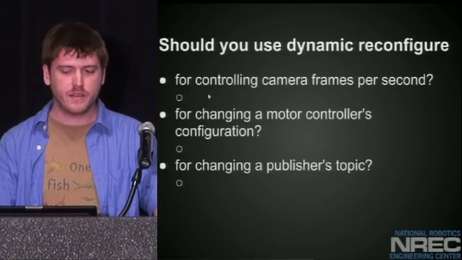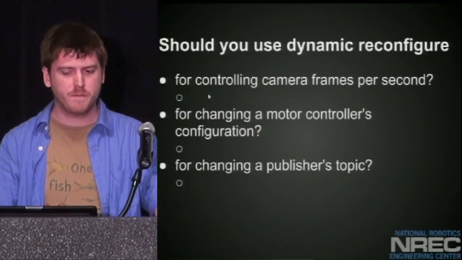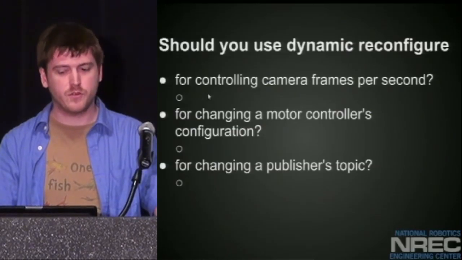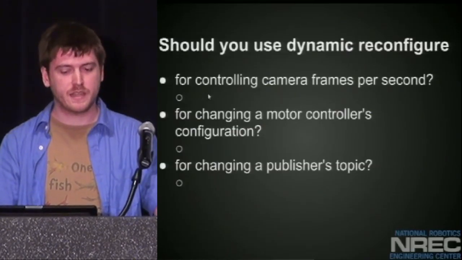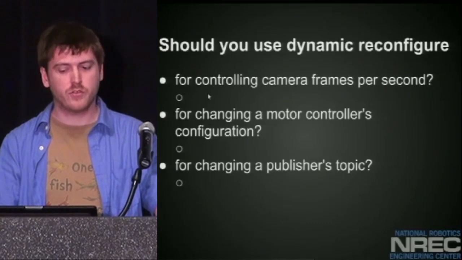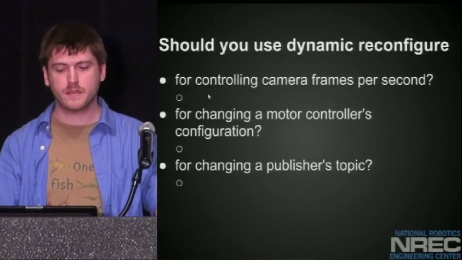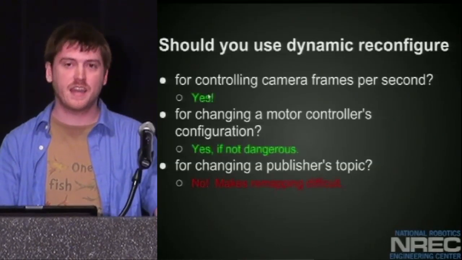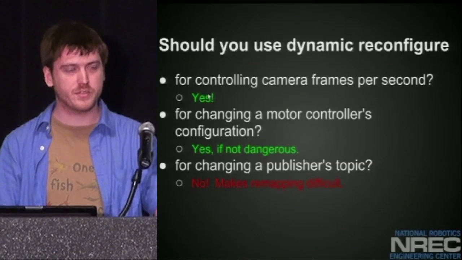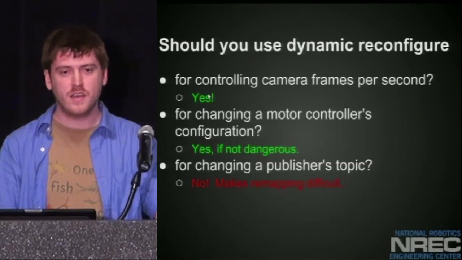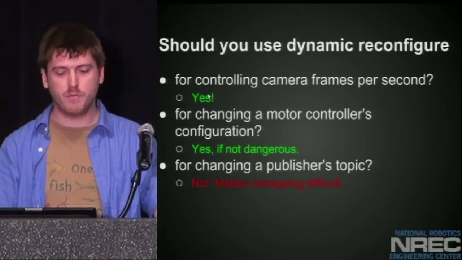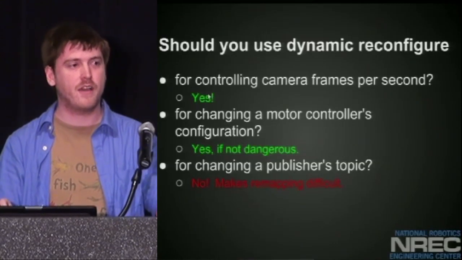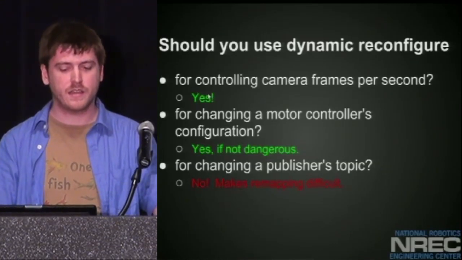So here's a review on dynamic reconfigure. So should you use this for controlling a camera's frames per second, for changing a motor controller's configuration, and for changing a publisher's topic? And for camera frames per second, yes. So this helps your user, so if they're trying to log and they realize, oh, the camera's outputting too fast, I need to turn it down. Or even if they can't keep up with the processing, this helps.